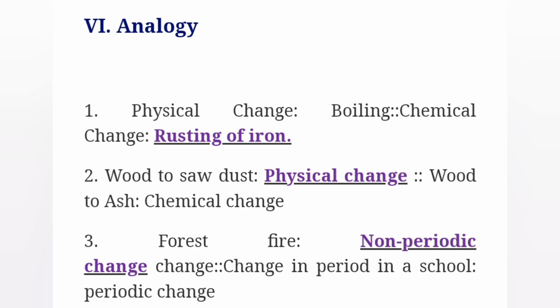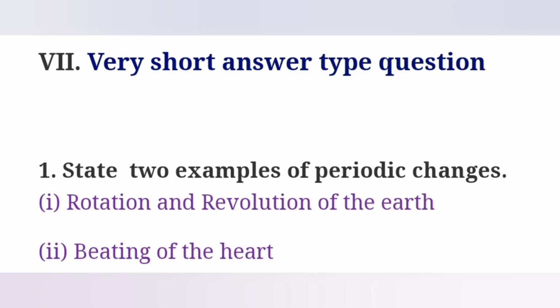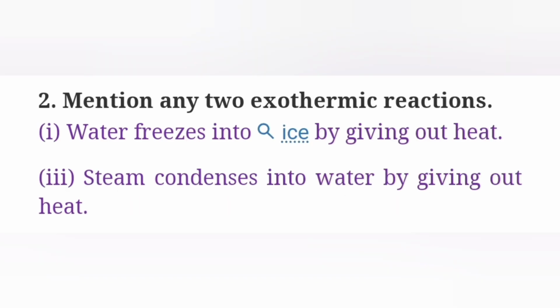Seventh Roman letter, very short answer type questions. First question, state two examples of periodic changes. First one, rotation and revolution of the earth. Second one, beating of the heart. Second question, mention any two exothermic reactions. First one, water freezes into ice by giving out heat. Then second one, steam condenses into water by giving out heat.